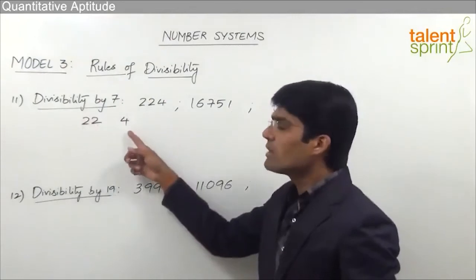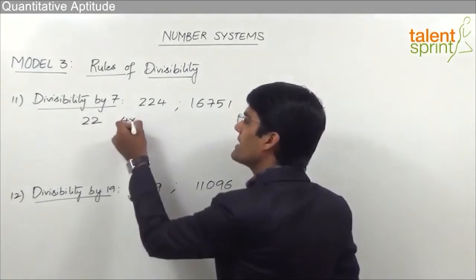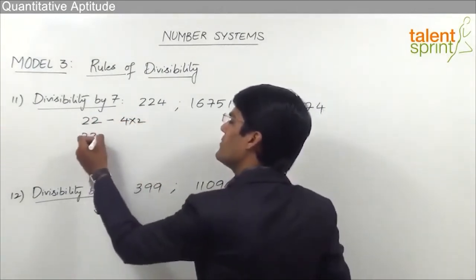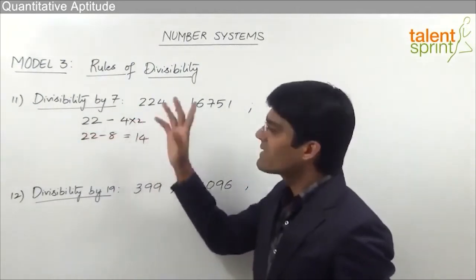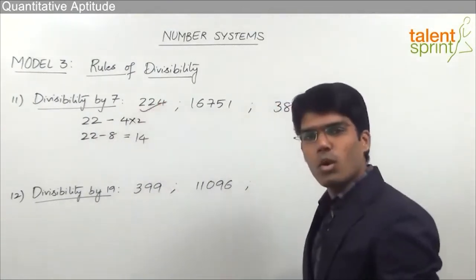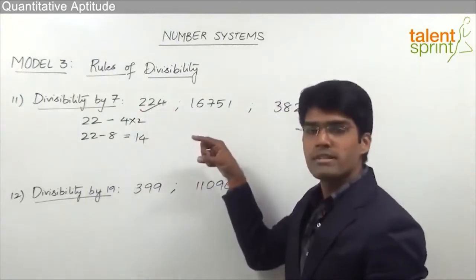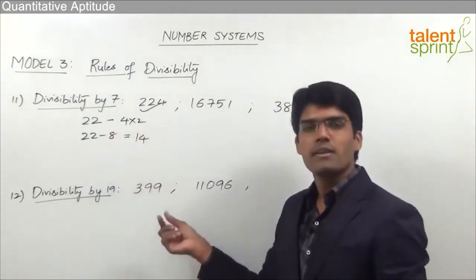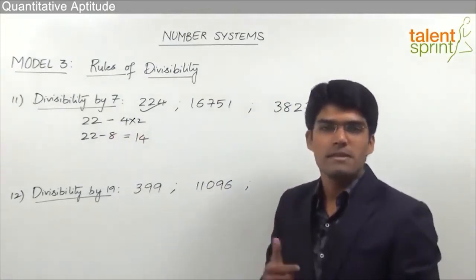Now this number 4 should be multiplied with 2 and subtracted from the remaining part. So the units place multiplied with 2 and subtracted from the remaining part. 22 minus 8. 22 minus 8 is equal to 14. And since 14 is divisible by 7, we can say that 224 is also divisible by 7. So that's how we check the divisibility for 7. What we need to do is separate the units place from the remaining part of the number, multiply the units place with 2 and subtract from the remaining part. And this procedure has to be continued till we get a 2-digit or a 3-digit number where it is easy to observe the divisibility by 7.